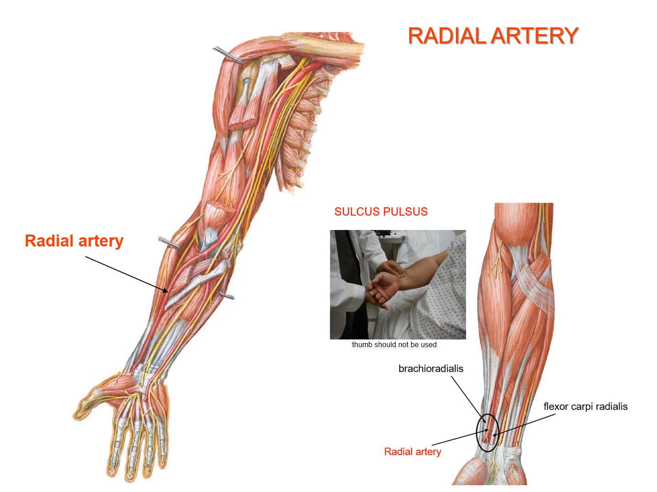While examining the radial pulse, the thumb should not be used because it has its own pulse, which may be mistaken for the patient's pulse. The radial pulse is commonly used for examining the pulse rate.